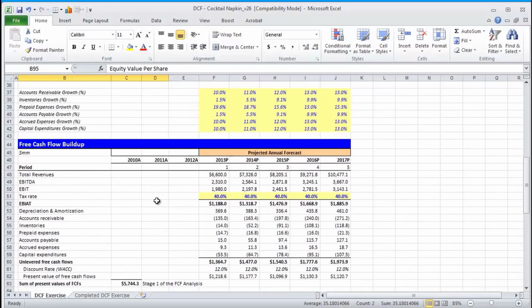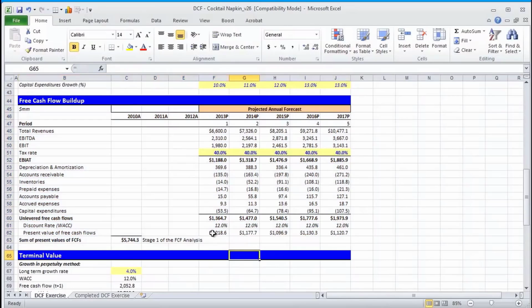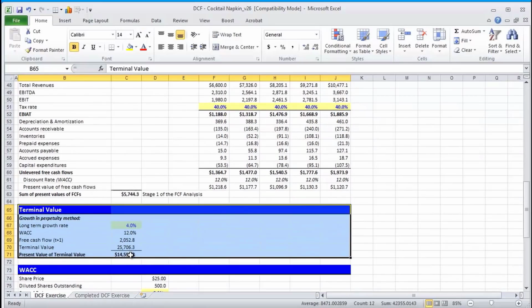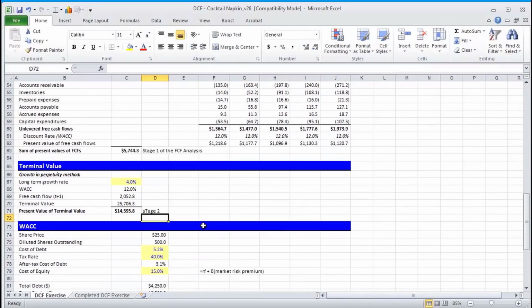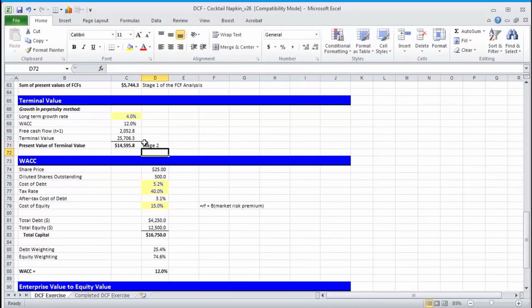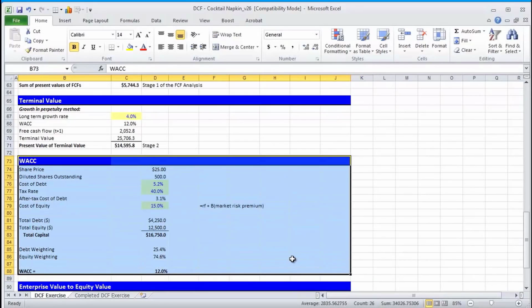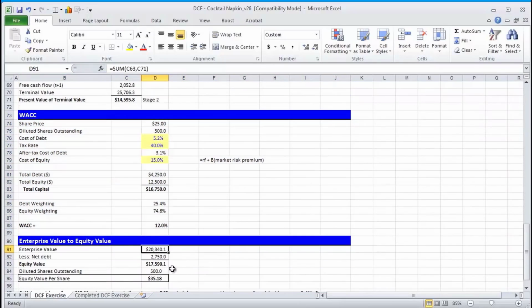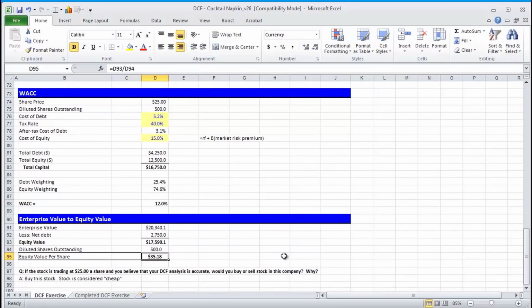So just to quickly recap what we did again, we forecasted free cash flows into the future. We discounted them back to the present using a discount rate that reflects the riskiness of the capital. That gave us stage one. We then went ahead and calculated stage two, which is value beyond the explicit forecasted period. And that gave us a stage two value of $14,595.8. After calculating stage one and stage two, we calculated WACC. We're using WACC because we want to use a discount rate that's available to all providers of capital. So then we're able to discount stage one and stage two back to the present. Adding both together gives us enterprise value. Subtracting out all non-equity claims gives us equity value. And dividing by the diluted share count gives us an equity value per share to which we can compare market value to make a decision.